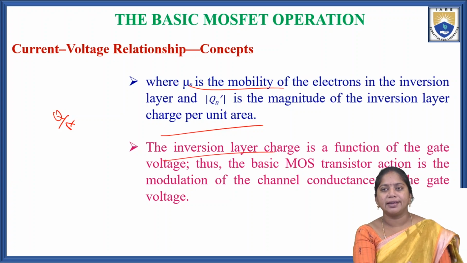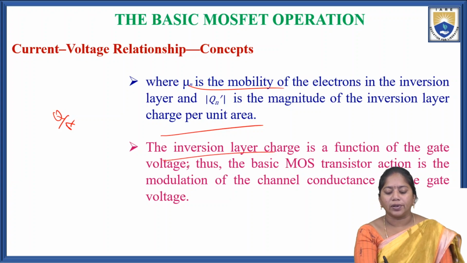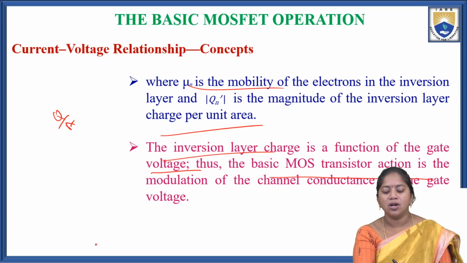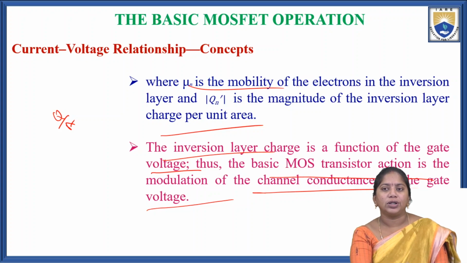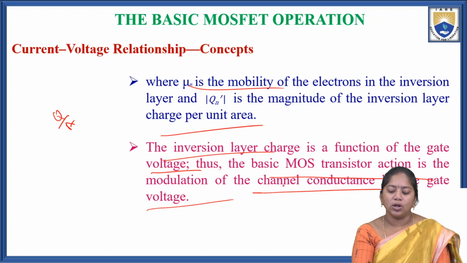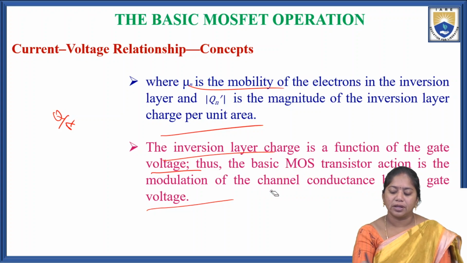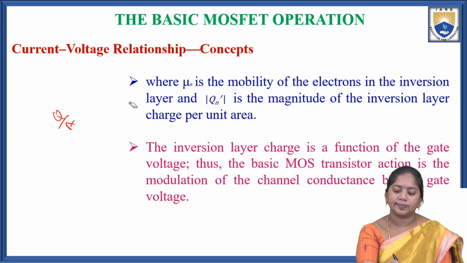So the inversion layer charge is a function of the gate voltage. Thus the basic MOS transistor action is the modulation of the channel conductance by the gate voltage.